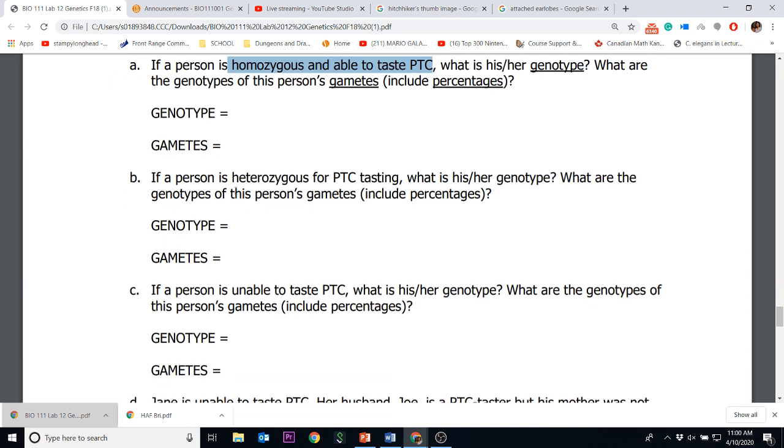Now, here's another trickier question. What if that person is heterozygous? So the genotype will be big T, small t, right? Heterozygous, still be able to taste. But that person's gametes will be what? The big T and small t will separate during meiosis. So the gametes will be 50% big T, 50% small t. Agree?